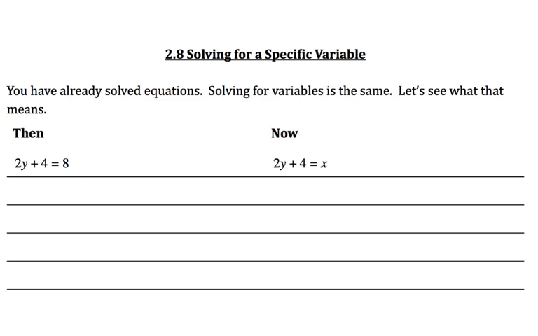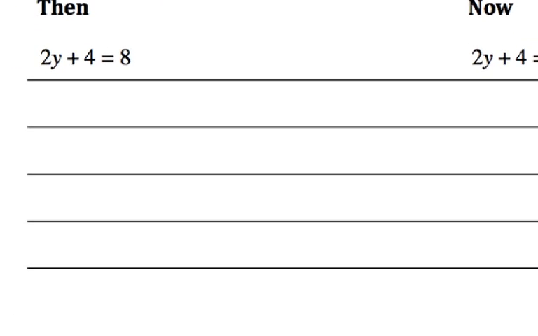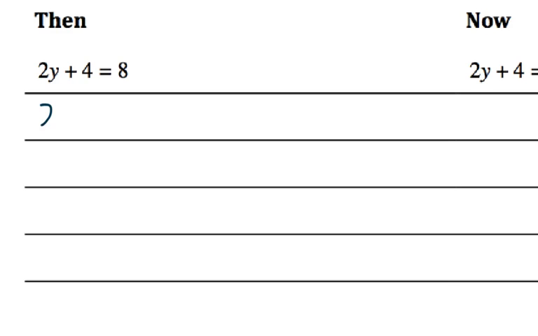Okay, so let's look at 2.8, solving for a specific variable. You've already solved equations, so solving for variables is the exact same, but let's see what that really means. So here on this first problem on the left, this is what it used to look like. So we got 2y plus 4 equals 8, and we'll solve this just like we always have.